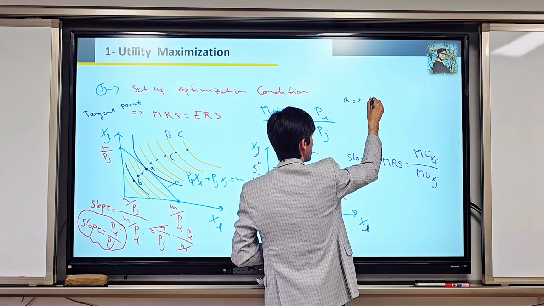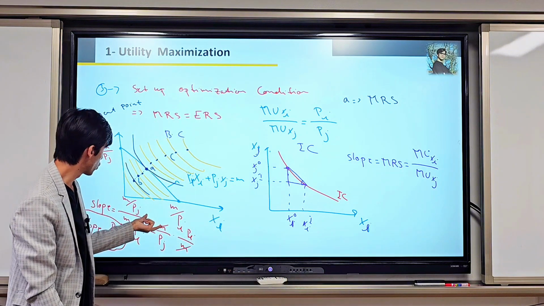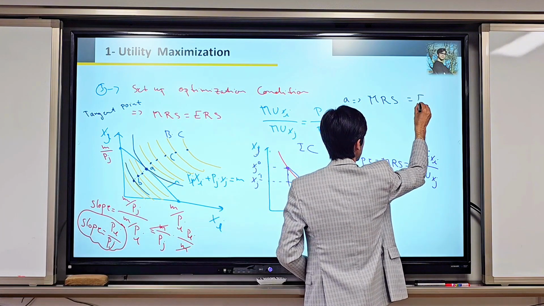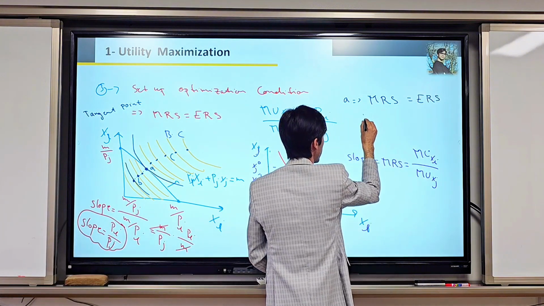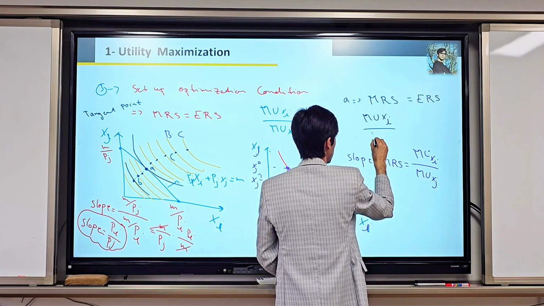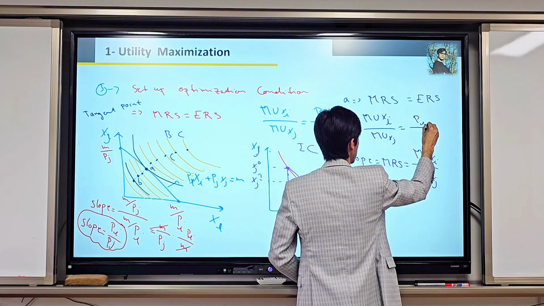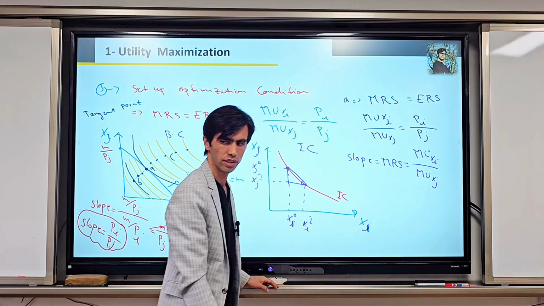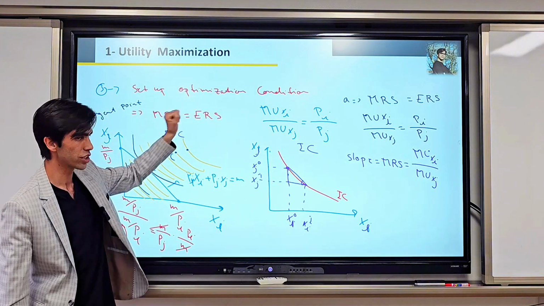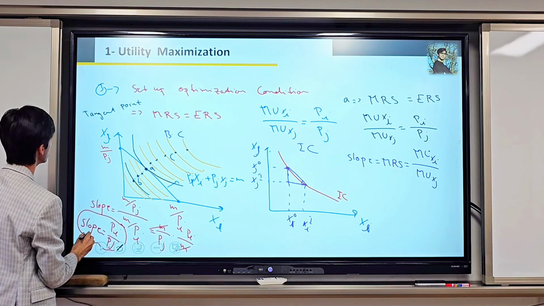So at the tangent point, which is point A, the slope of the indifference curve is MRS. And the slope of the budget constraint is the economic rate of substitution. This MRS is equal to the marginal utility of xi divided by the marginal utility of xj, and this ERS is equal to the ratio of prices. So this is the optimization condition. Now, the third step was which one?